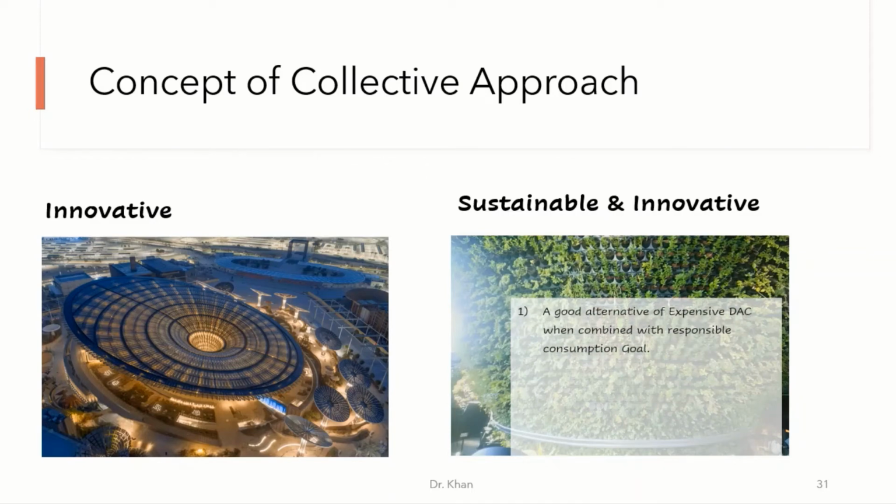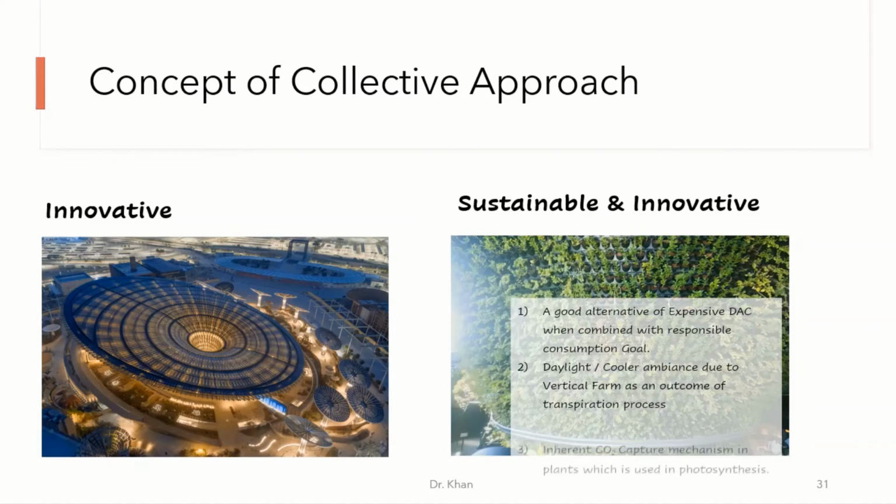green buildings over here: a good alternative for expensive DAC when combined with a responsible consumption goal, because you've got your natural system, you've got plants to capture carbon dioxide and do their photosynthesis and convert it into oxygen, which you actually need. So it's not only a cheap, I shouldn't say cheap, it's a cost-effective strategy compared to DAC. And the second one is daylight and a cooler ambience due to the vertical farm as an outcome of the transpiration process. So they kind of do this air conditioning thing as well. And the third one is, of course, the inherent carbon dioxide capture mechanism in plants, which is used in photosynthesis, as we all know.